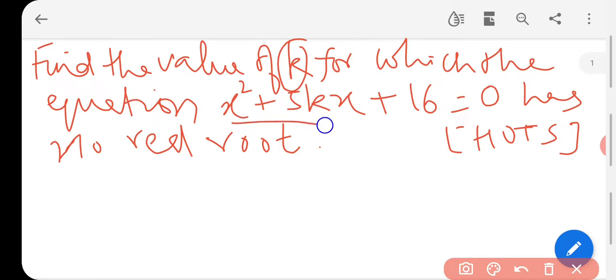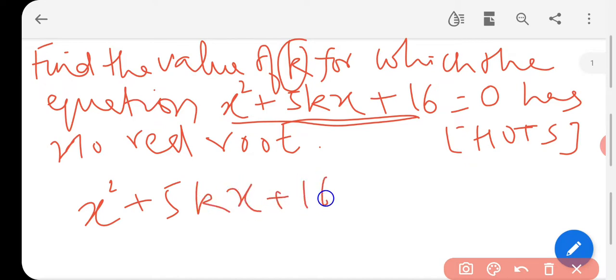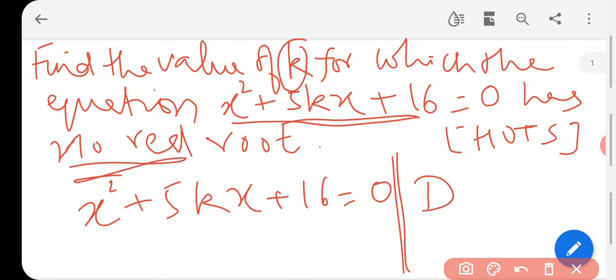The quadratic equation is given to you: x square plus 5kx plus 16 equal to 0 has no real root. What is the condition for no real root? No real root, D is less than 0. अब आप बोलोगे सर आपने तो बोला था when the roots are unreal or there are no real roots, we will not do the solution further.